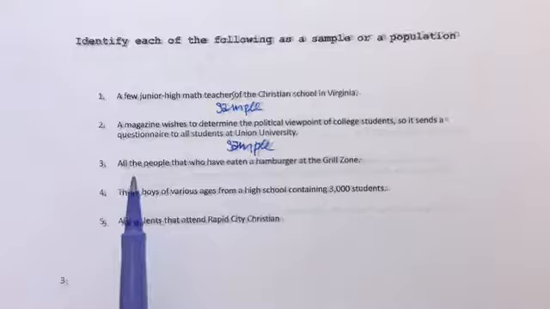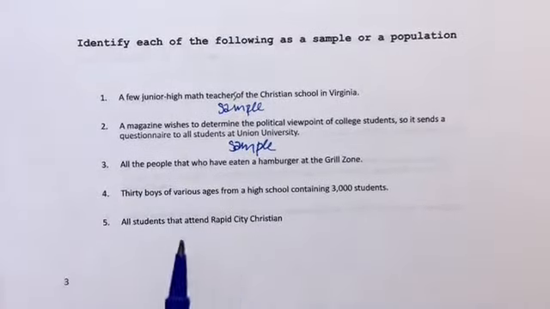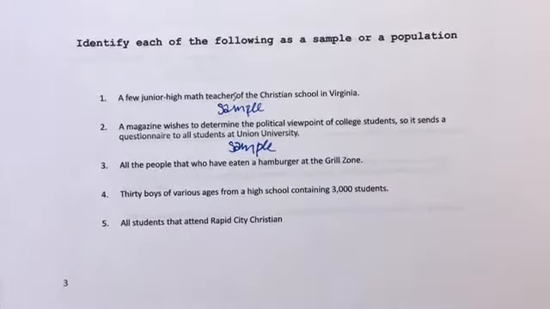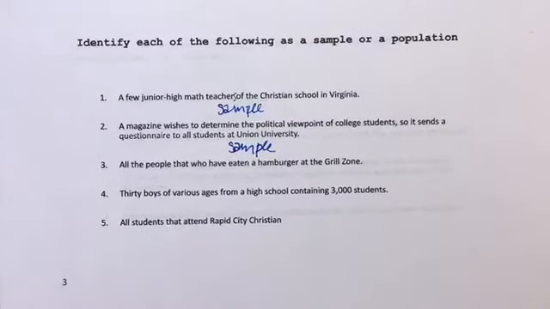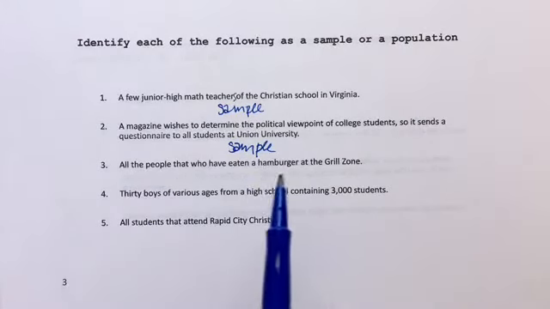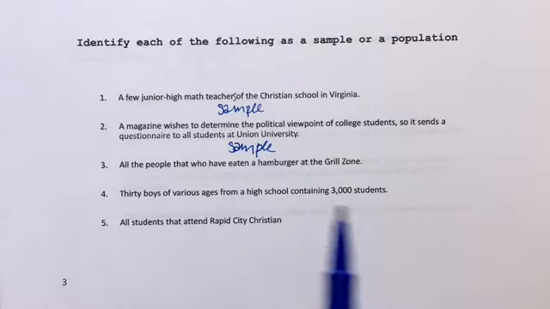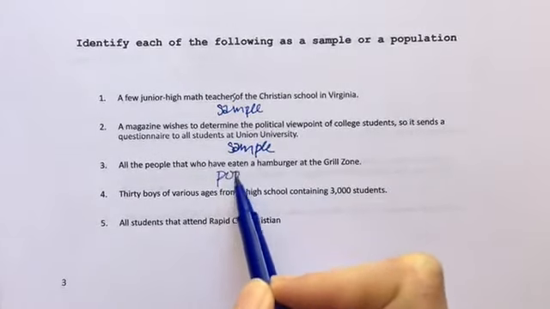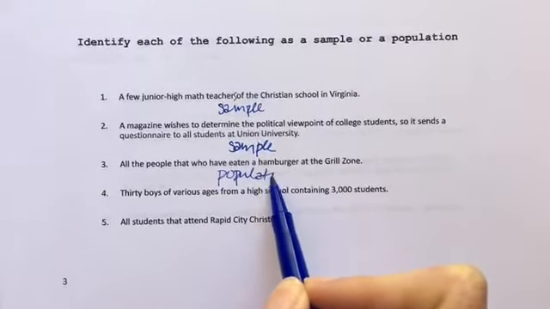Moving to number 3. Okay, so looking here, we can see we're looking at all the people who have eaten a hamburger at the Grill Zone. Now, it's hard to know because we don't know the entire reach of this statistical project, but we can see that we are getting our data from all the people that have eaten here. So, since we're looking at all of the people, we would say that is a population. And again, all is a good clue word for us there.